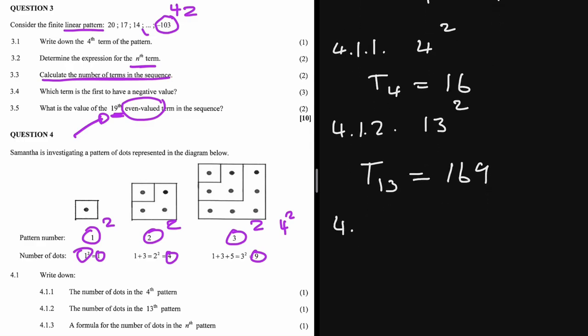And then for 4.1.3, they ask for the formula for the number of dots in the nth term of the pattern. So what is happening here? Our Tn is just the position squared, so it's just going to be n squared. If we want to find the value of any term, we just put the term number and then square it. Therefore, this will be our general pattern.